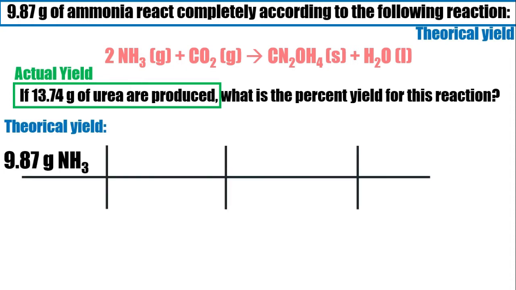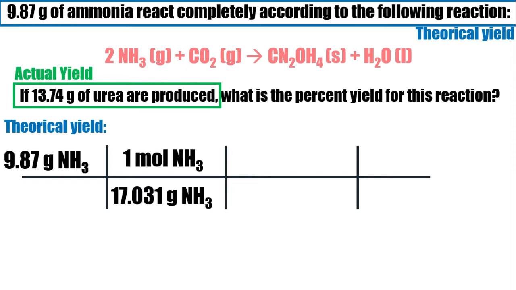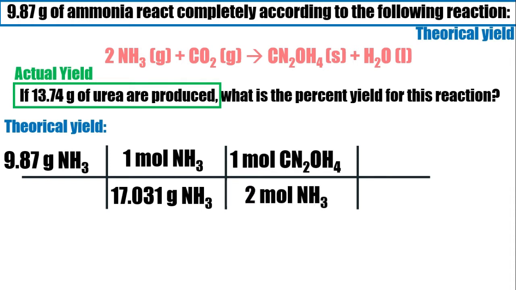Draw the table, put the given to the upper leftmost of the table, then use the molar mass to get the moles of ammonia. And then you have ammonia, right? You have to use the mole ratio. And we get the mole ratio from the balanced chemical equation, which is 1:2. So to produce 1 mole of urea, you need 2 moles of ammonia.